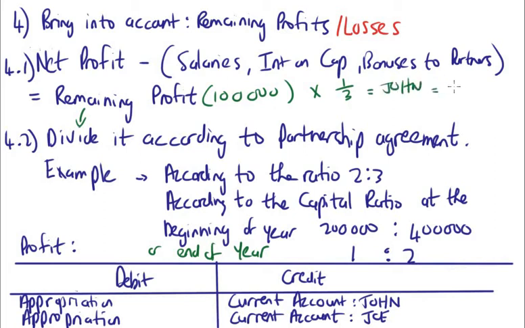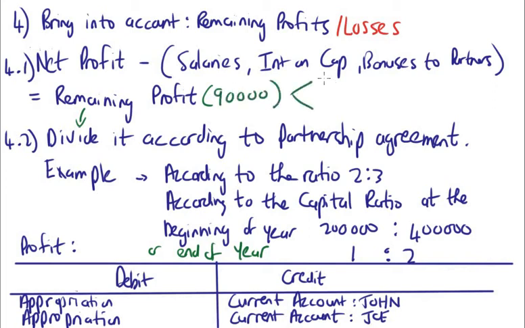So John is basically going to get 33,000. In fact, just to make our example a bit easier, I'm going to make it 90,000 Rand, so that we don't have to work with decimals. So let's say the remaining profit worked out to 90,000.